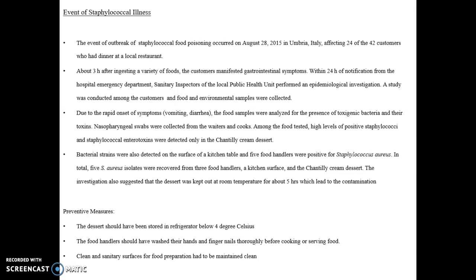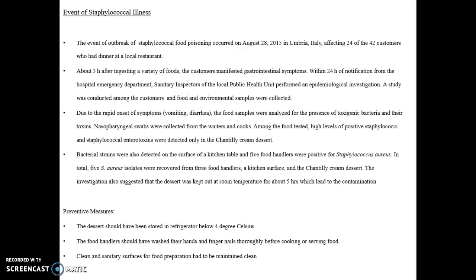In total, 5 S. aureus isolates were recovered from the kitchen staff, and also from the kitchen surface and from the dessert. This investigation also suggested that the dessert was kept outside at room temperature for about 5 hours, which led to the contamination.